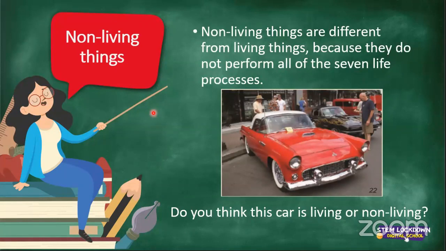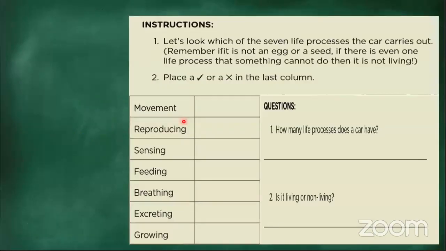Naledi says living, Reese says non-living. Mkwanda says non-living. Jean-Paul, living. We're going to look at each of the 7 processes to see. Non-living. Okay, a lot of you are saying non-living, but some of you are saying it is living. Let's quickly see. Here are our instructions. Let's look at which of the 7 life processes the car carries out.